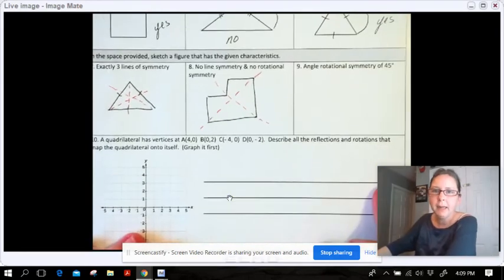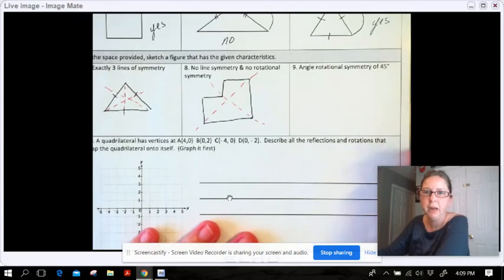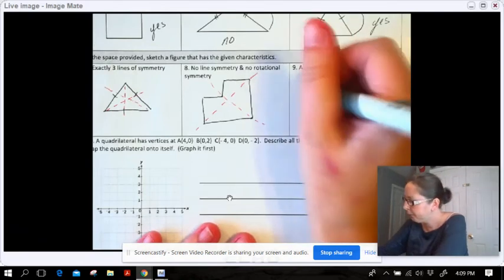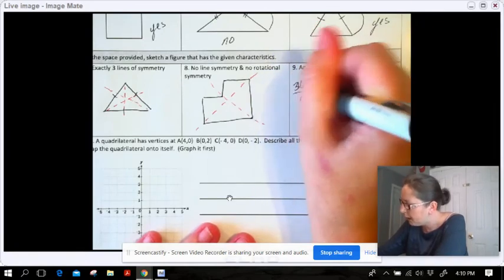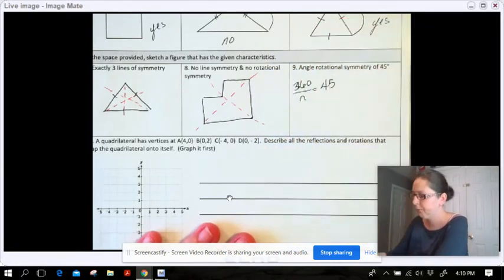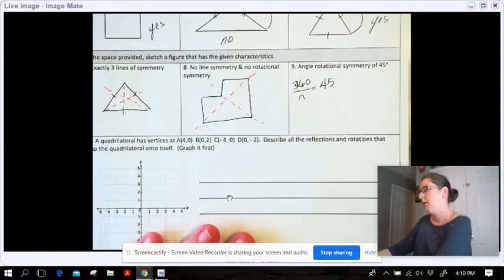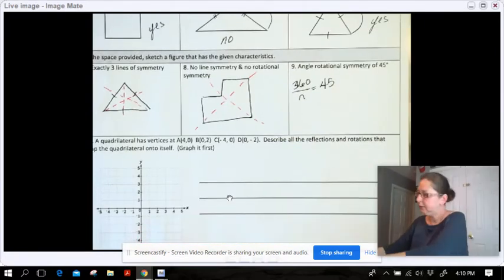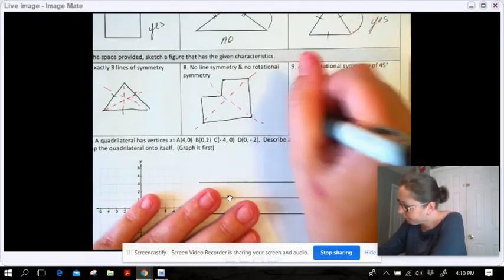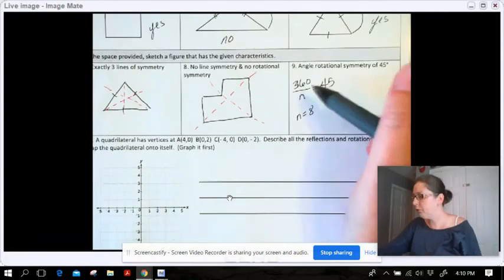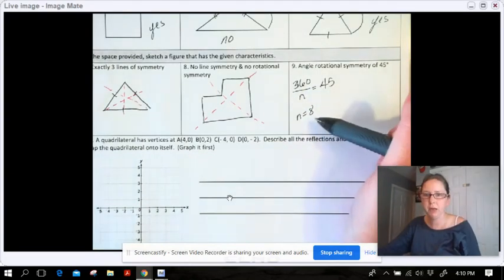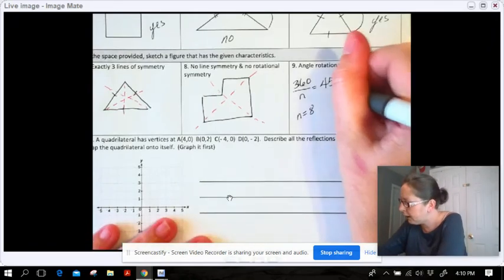Okay, and now number 9, I need to draw a figure that has rotational symmetry of 45 degrees. So I need to figure out 360 divided by what equals 45. Okay. And the answer to this is 8. N equals 8. Okay, so you would do 360 divided by 45 to get your 8. So I need to draw an octagon.